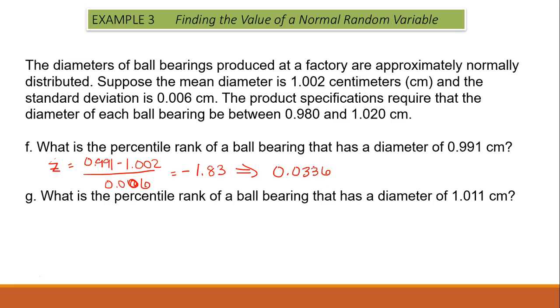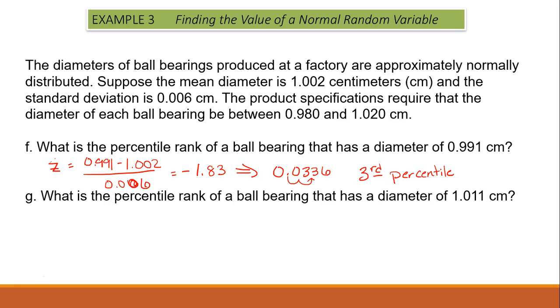0.0336. And so for the percentile rank of the ball bearing, what you do is you change this decimal to a percent. So move the decimal place over 2, and your percentiles are going to be whole numbers and nothing more than that. So it's going to be in the third percentile. That is where that ball bearing ranks for that diameter given to us.